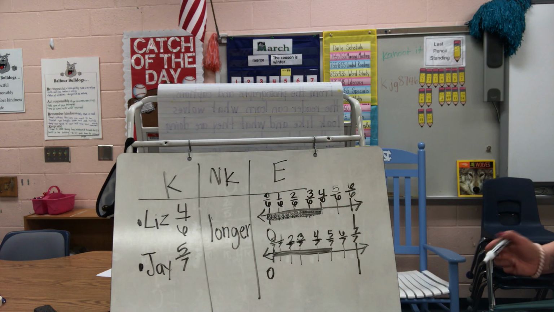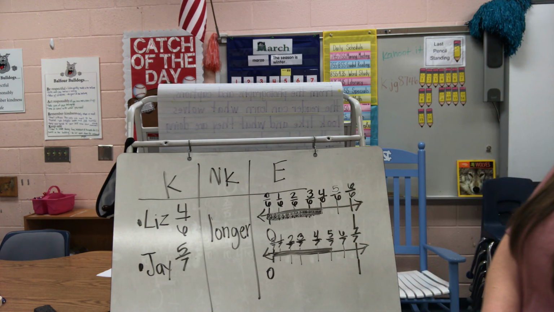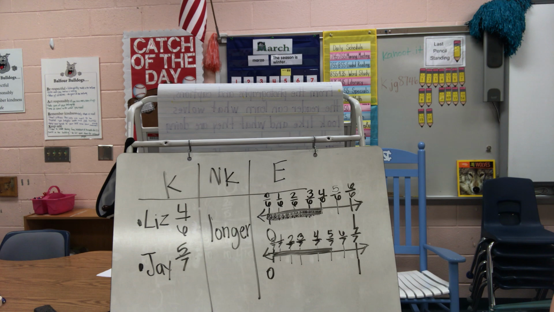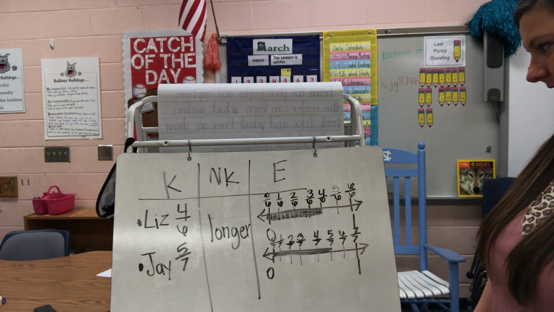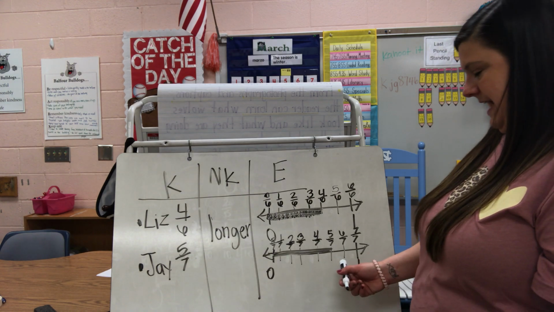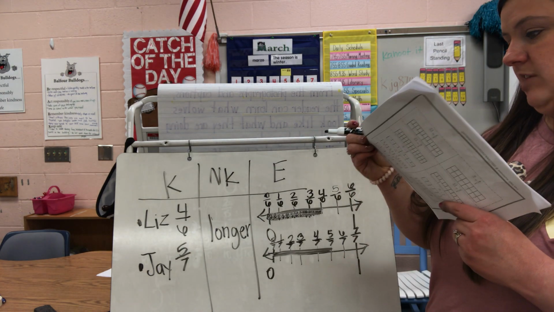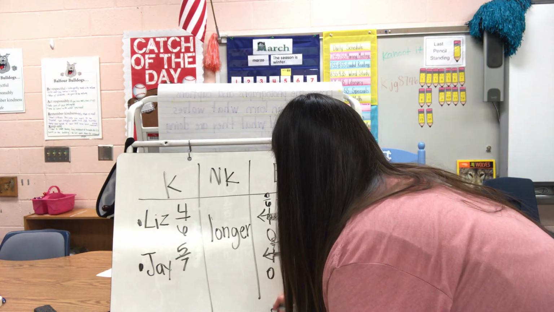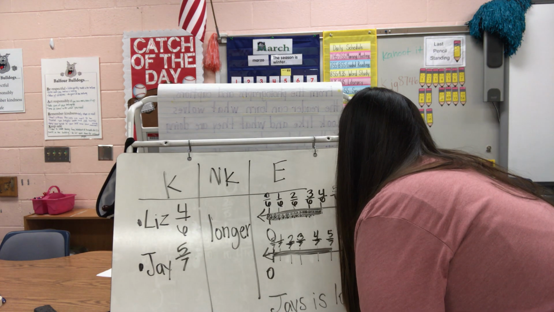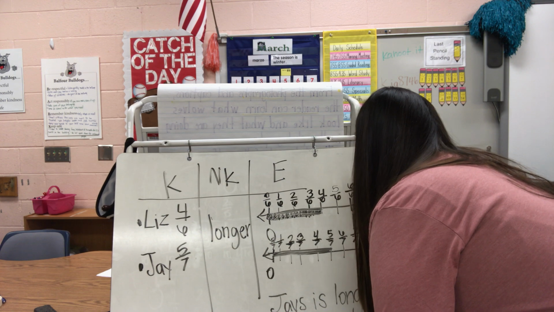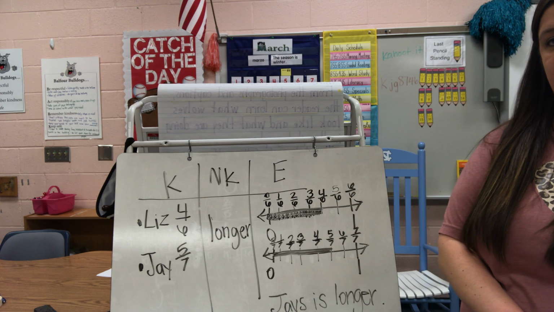Now, if we compare our number lines from 4/6 to 5 sevenths, which one is more? It looks like 5 sevenths is just a little bit bigger than 4/6. So we would say that J's string is longer. J's is longer. And that would be the answer to that story problem.